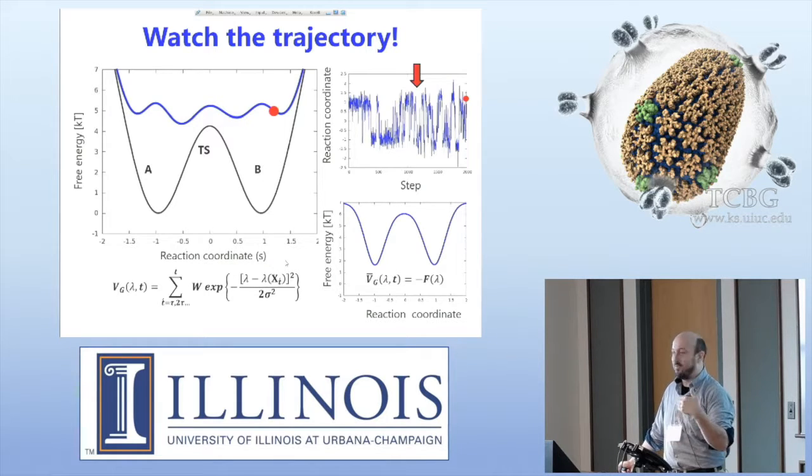Because then the biasing potential will add heat, and that heat will not get dissipated instantly. The method assumes that the heat gets dissipated quickly. Any method, metadynamics included, assumes that heat is going to be dissipated quickly, and then every time we'll find a new free energy in it. But that's typically the case for thermostats.